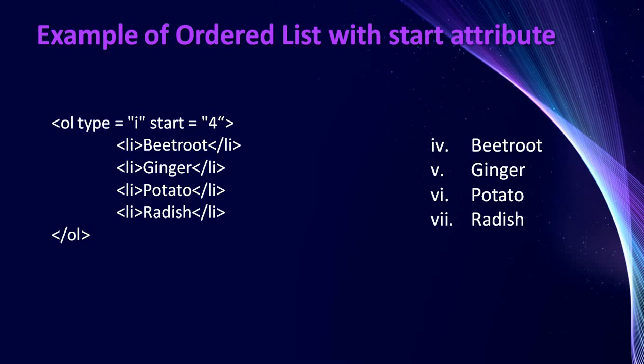So we may also use the various attributes, type attributes and start attributes, to differentiate our bullets from other web pages. So I think you will all be very clear with this ordered and unordered list in HTML. This will be very useful in designing websites or any web pages to list the items.